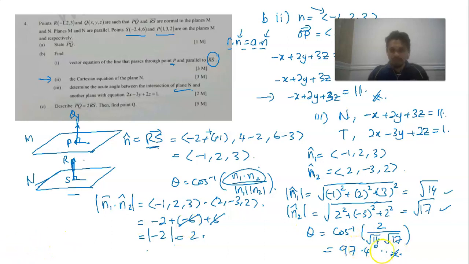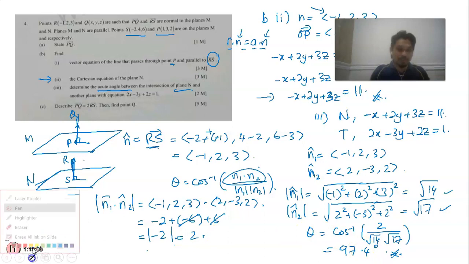Okay guys, so this is the angle that we got just now. But look at the question again: determine the acute angle between the intersection of plane N and another plane. An acute angle is between 0 and 90 degrees, but what we have right now is 97.4, which is greater than 90 degrees. So what are we going to do next?